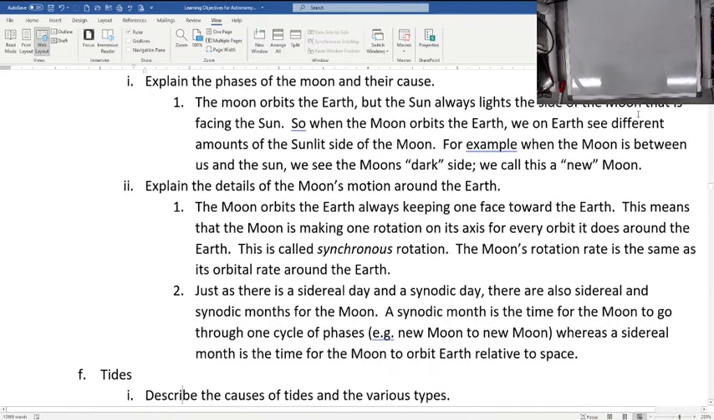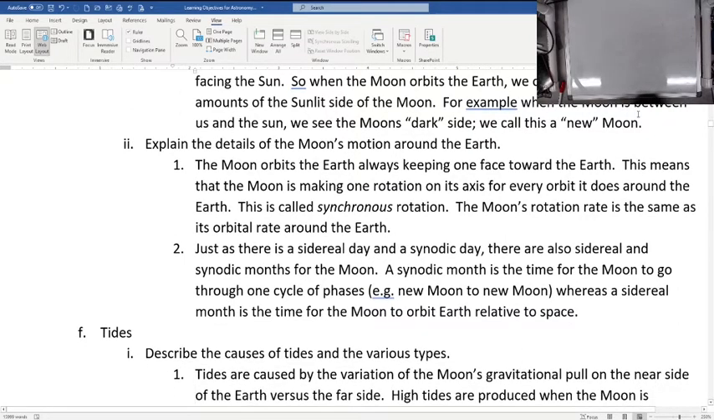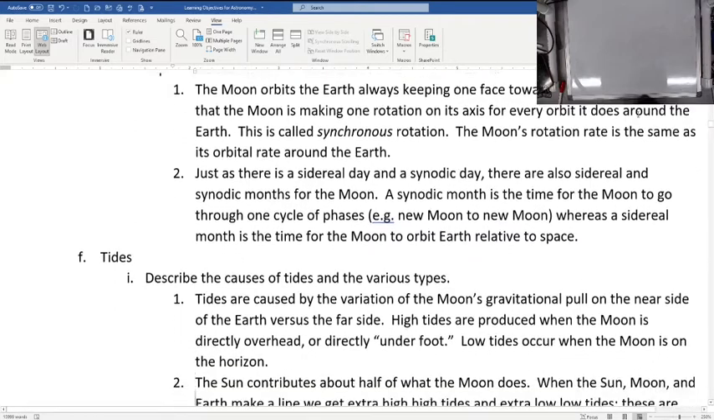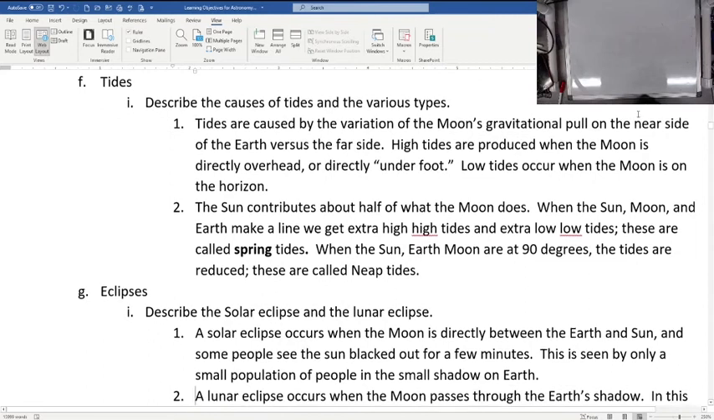So phases of the moon. The moon orbits the Earth, always keeping one face towards the Earth. This means that the moon is making one rotation on its axis for every orbit it does around the Earth. This is called synchronous rotation. The moon's rotation rate is the same as the orbital rate around the Earth. So its sidereal period is about 27.3 days. Just as there is a sidereal day and a synodic day, there's also a sidereal month and synodic months for the moon, and we talked about those already. So that's a little bit about how the moon works.